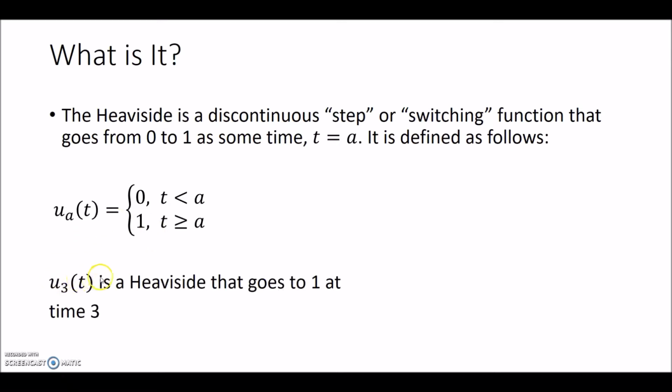So, for example, u sub 3 of t is a Heaviside that goes to 1 at time 3, and here's what it looks like. Up until time 3, the signal is 0 all the way across, no blips, burps, or anything like that. And at time 3, there's a discontinuity, so the signal goes from 0 to 1. But the way we have this defined is that at time a, or time 3 in this case, the signal is at an output value of 1. It can't be both 0 and 1, so at time 3, the signal becomes 1, and we get this open dot indicating that at time 3, we should be looking at the signal of 1.